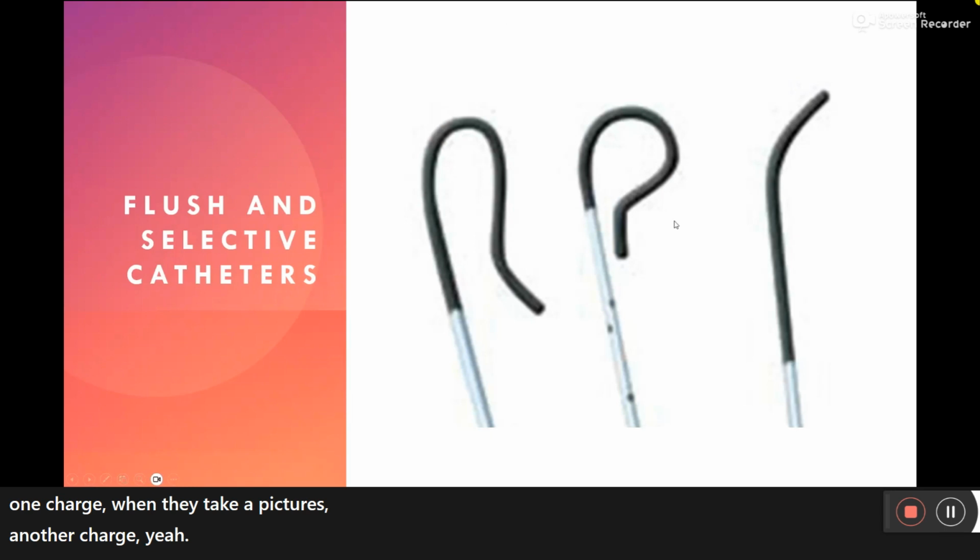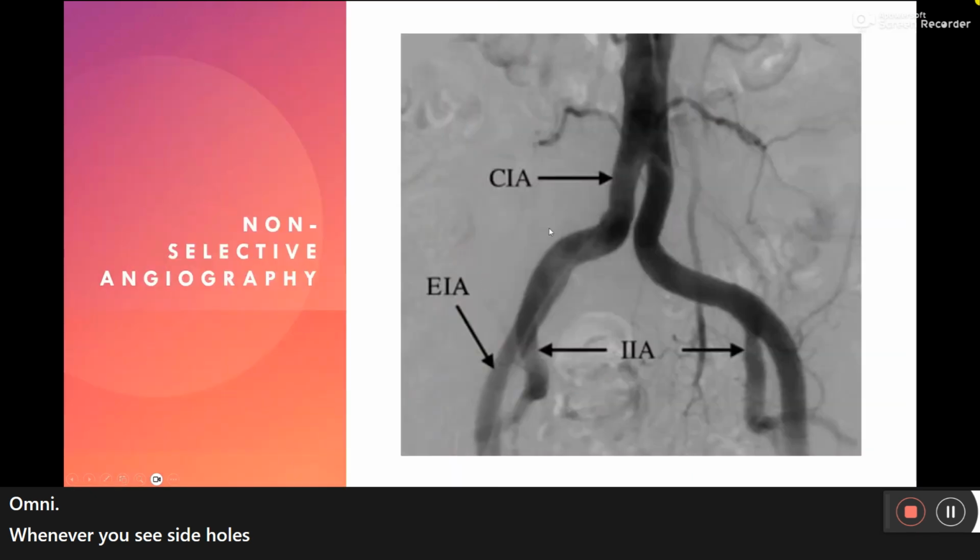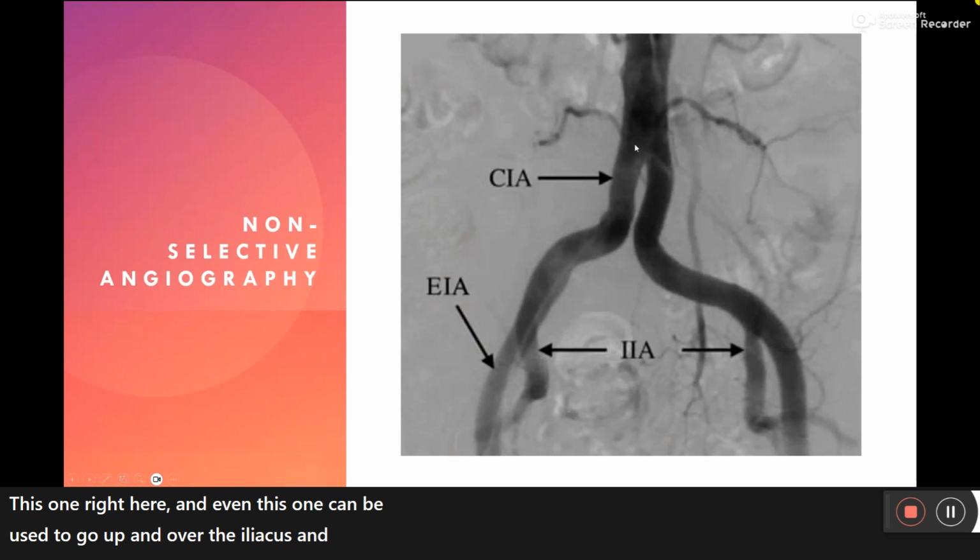Here are some flush and selective catheters. This one with the side holes is an Omni Flush, and this is a SOS Omni. Whenever you see side holes like this, you know it's a flush catheter, a non-selective catheter. This SOS Omni can be used as a non-selective, but it also can be used as selective. This one right here, and even this one, can be used to go up and over the iliacs and select the right common iliac or the left common iliac, depending on where your vascular access is.